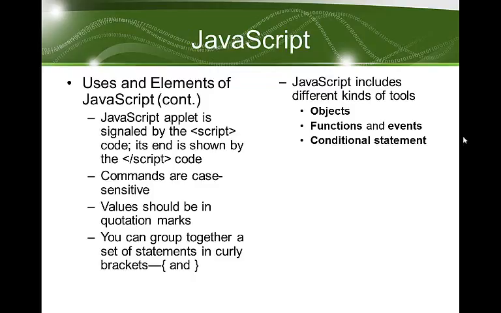JavaScript is an applet signaled by the script code, and the end is shown by the ending script code. Commands are case sensitive. Values should be in quotation marks, and you can group together sets of statements in curly brackets. JavaScript includes different kinds of tools. Objects are units manipulated in JavaScript, which has both properties and methods. Functions, JavaScript commands not executed until an event occurs, and events, an action taken by a website visitor that triggers the execution of the script. And conditional statements, an action taken if certain conditions are or are not met.